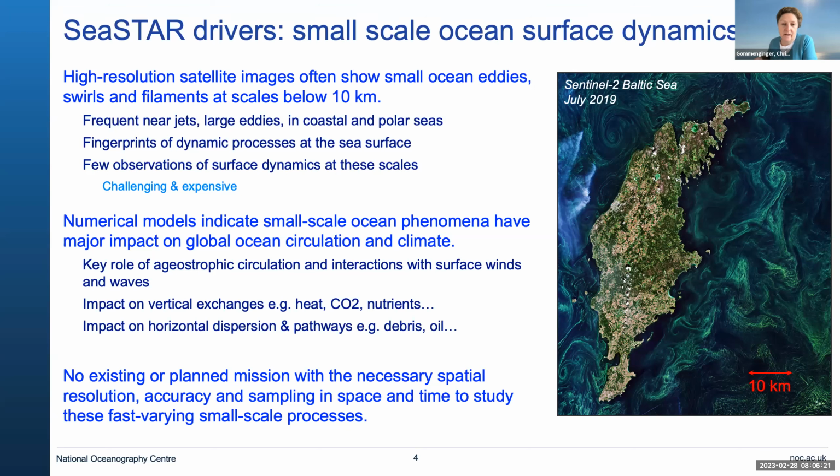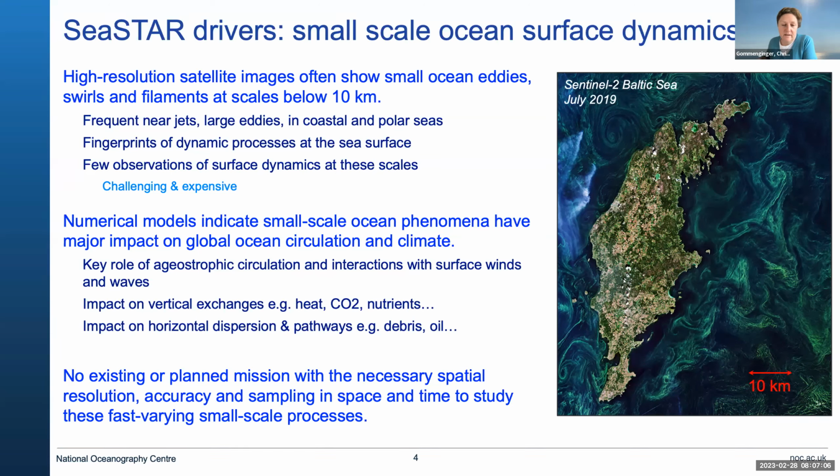They have a major impact on the global ocean circulation and climate, and particularly this sort of ageostrophic circulation and the interactions between the winds and the waves and the currents at those very small scales is believed to be very important, for example, for the vertical exchanges between the atmosphere and the ocean of heat and CO2, etc. And then more recently, there has also been more work showing that these small scales affect the pathways of horizontal dispersion. So things like, for example, how oil spills will disperse. It seems to be driven very much by those small scales as well.